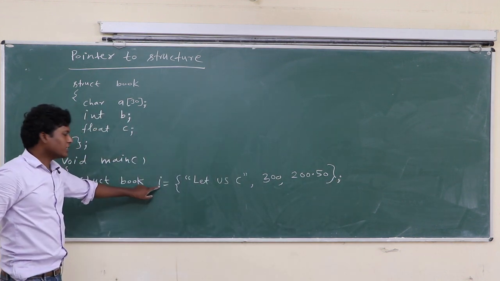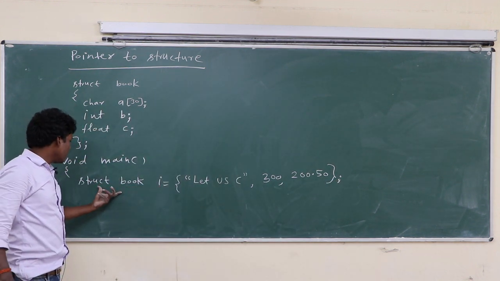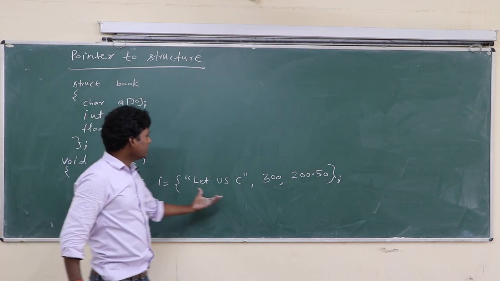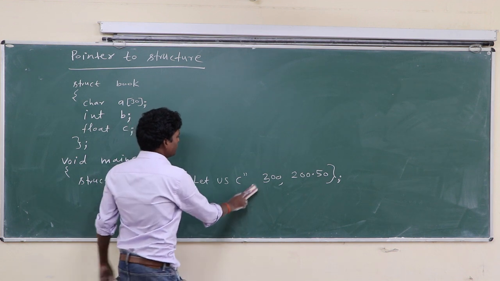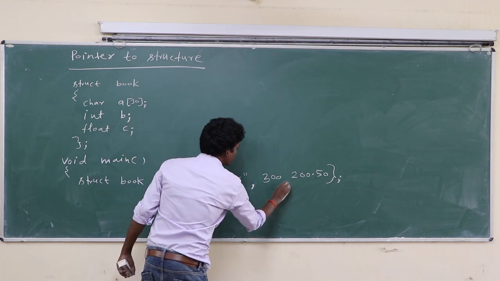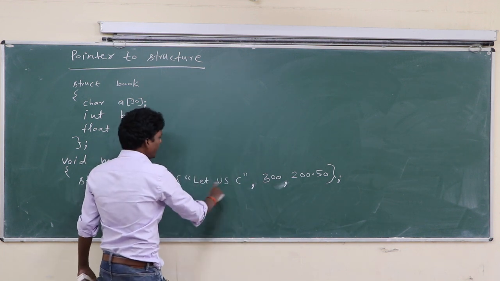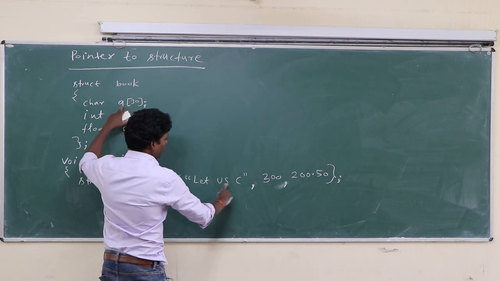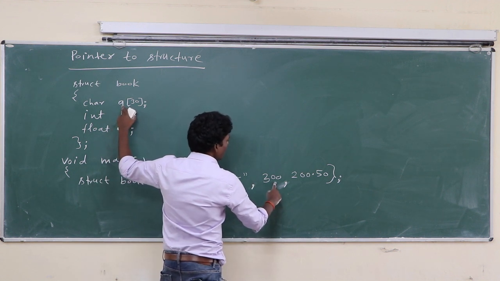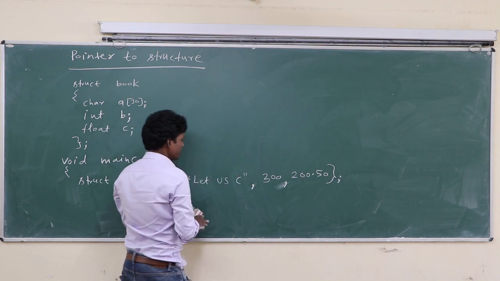Class, i is a structure variable. This is the new data type. Struct book is a data type. This is the variable and this is the constant. There are three things. This is a, basically the name. This is the name. This is the number of pages. This is the price.